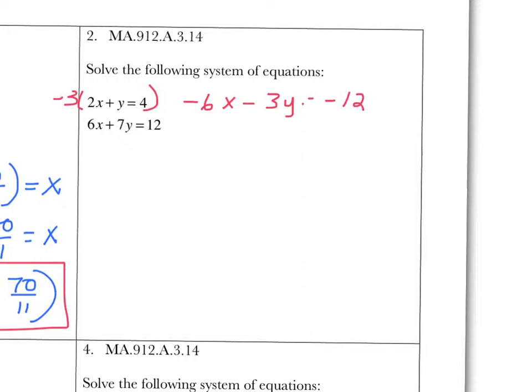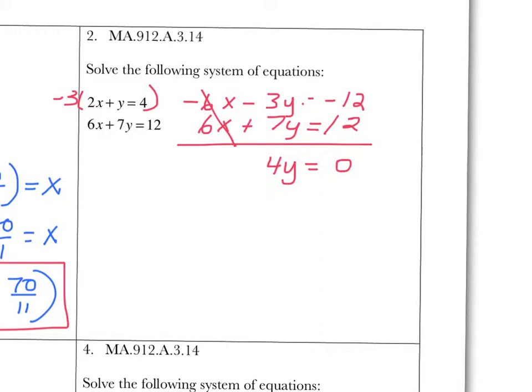And then I'll just rewrite the second equation because I don't need to change it at all. It's already good to go with elimination. Thank you, Chase. So now I'm going to cancel these out because they're exact opposites. -3y plus 7y is 4y. And now the -12 and the +12 make 0. Divide both sides by 4. And I get 0 for y.